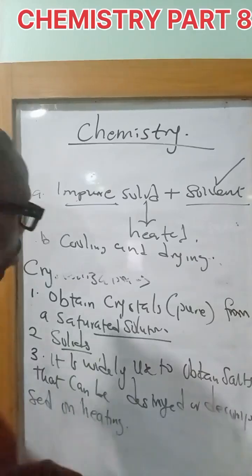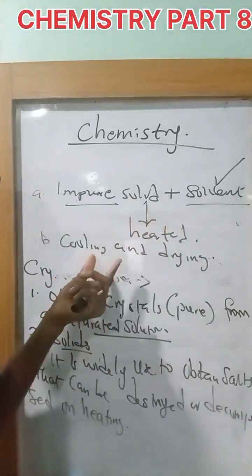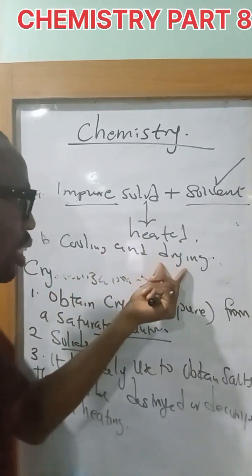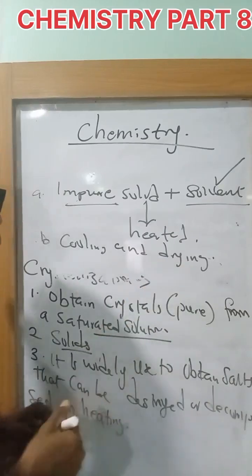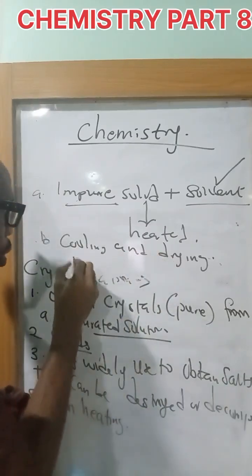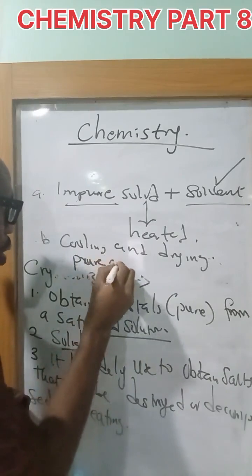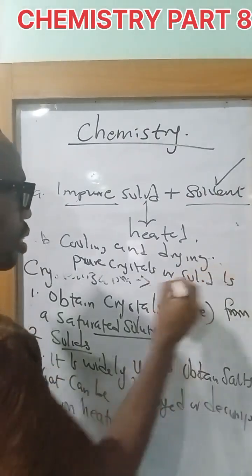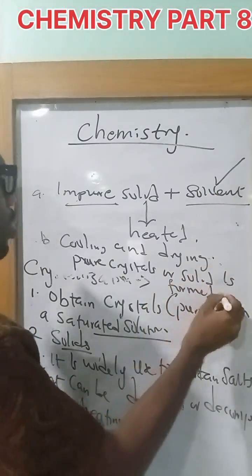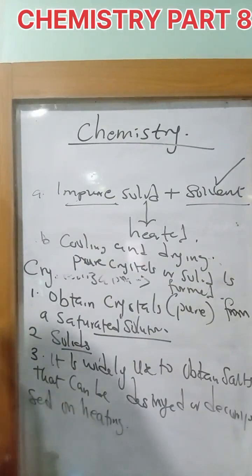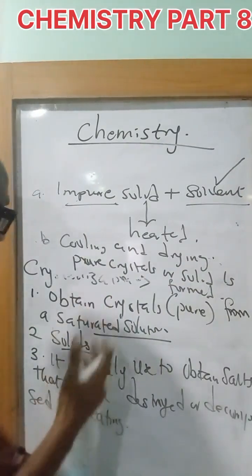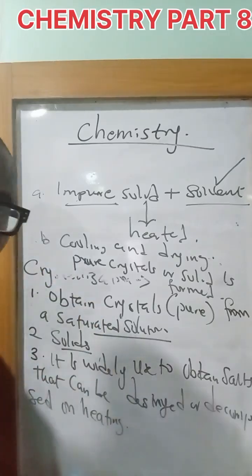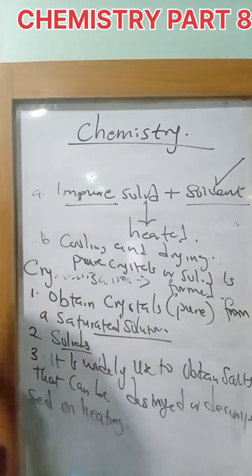When we mean cooling, we mean after you've heated, now no more heat is being applied. That's where the cooling comes in. Then drying, you dry it. Then what happens is that pure crystals or solid is formed. That is how the crystallization separation technique takes place, so as to obtain a solid of a purer form. Is that taken? Now quickly, let's look at the next one.